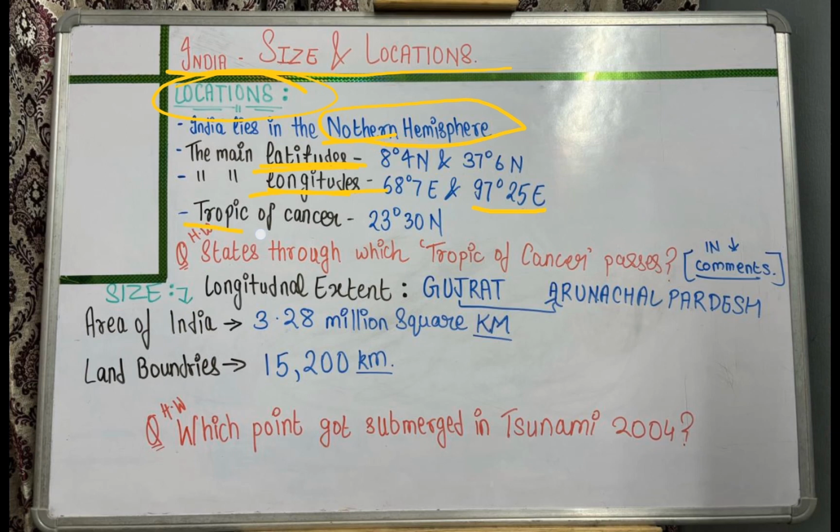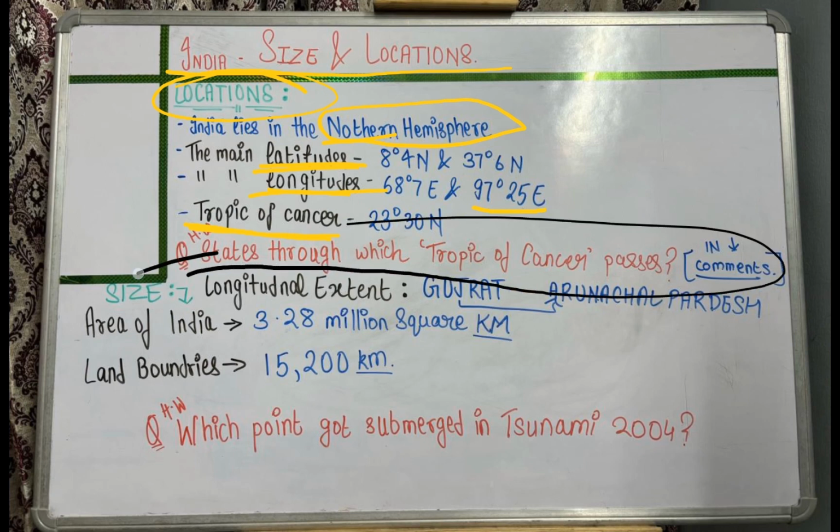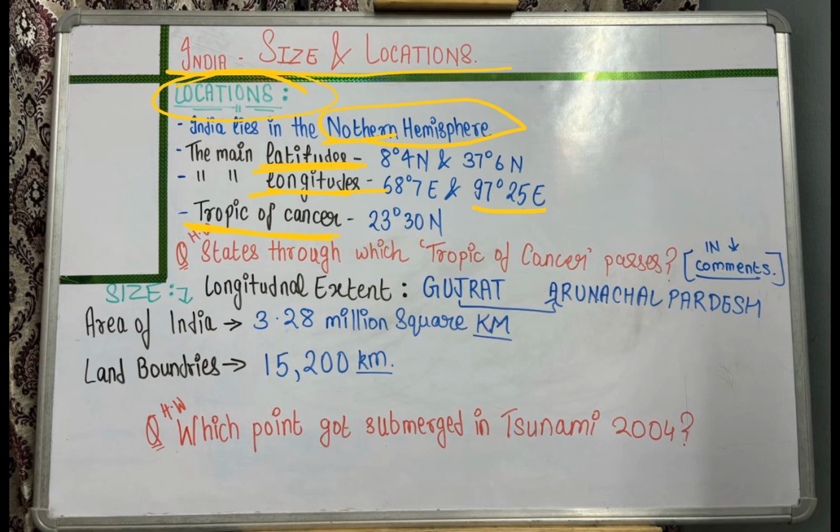Then we learned the Tropic of Cancer, which is 23 degree 30 minute north. Then I showed you a question which is very important. You should learn it. In your NCERT textbook, there is a map, I think on page number 6 or 7. There you can even highlight or shade with pencils the states which are passing through the Tropic of Cancer. This you have to answer for me in the comments of the next video.